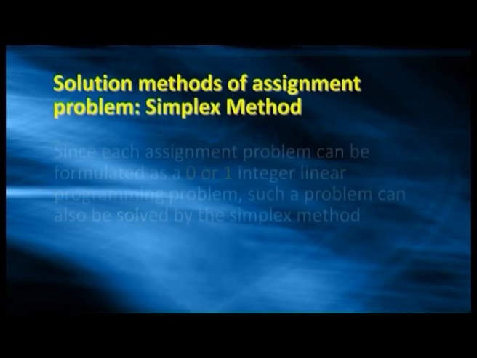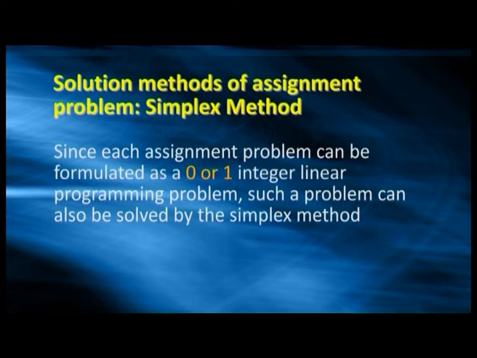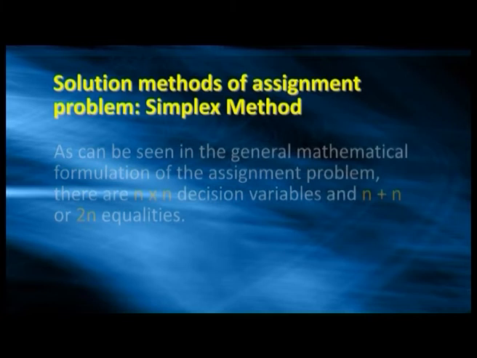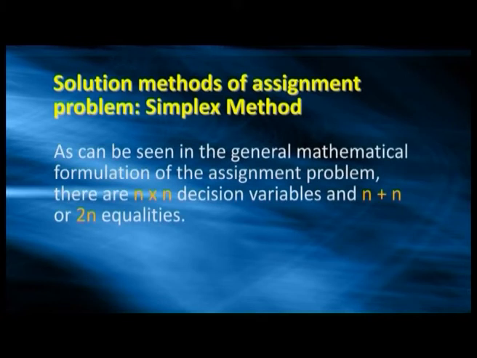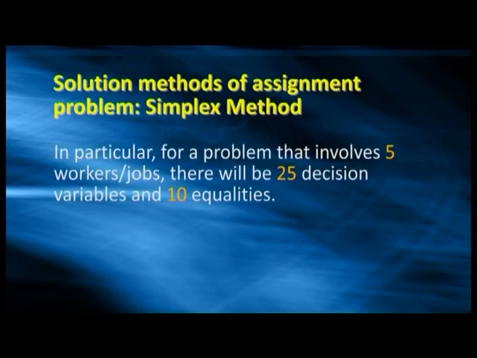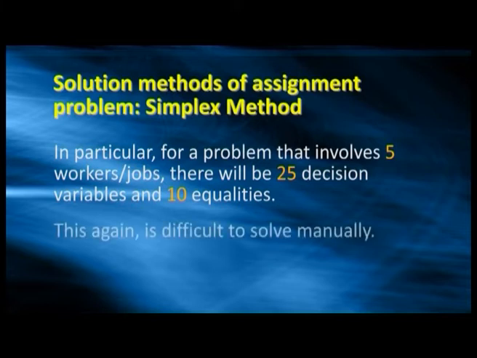Simplex method. Since each assignment problem can be formulated as a 0 or 1 integer linear programming problem, such a problem can also be solved by the simplex method. As can be seen in the general mathematical formulation of the assignment problem, there are n into n decision variables and n plus n, or 2n, equalities. In particular, for a problem that involves 5 workers or jobs, there will be 25 decision variables and 10 equalities. This again is difficult to solve manually.